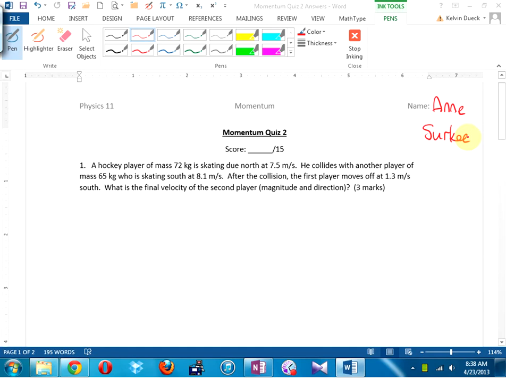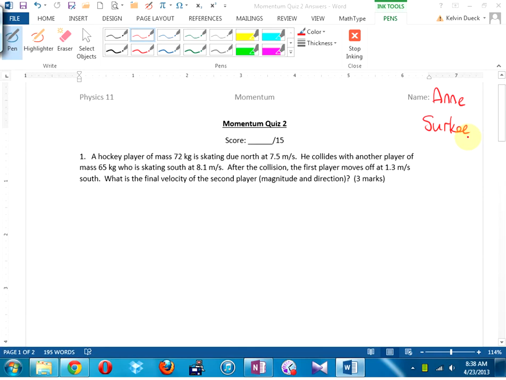A hockey player of math. You know what? I see north, east, south, west. So let's draw a little compass. A player of mass 72 is skating due north. Another player is skating due south. There's a collision.